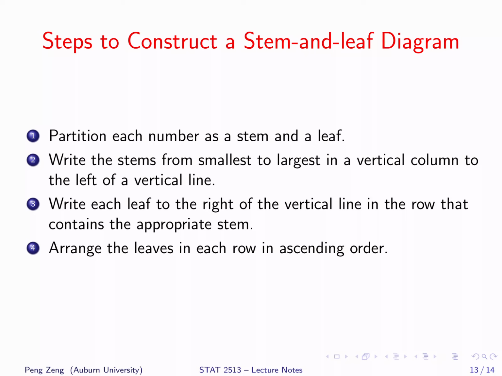Let's see how to construct a stem and leaf diagram. First, partition each number as a stem and a leaf. Then, write the stems from smallest to largest in a vertical column to the left of a vertical line. Write each leaf to the right of the vertical line in the row that contains the appropriate stem. Last, arrange the leaves in each row in ascending order.